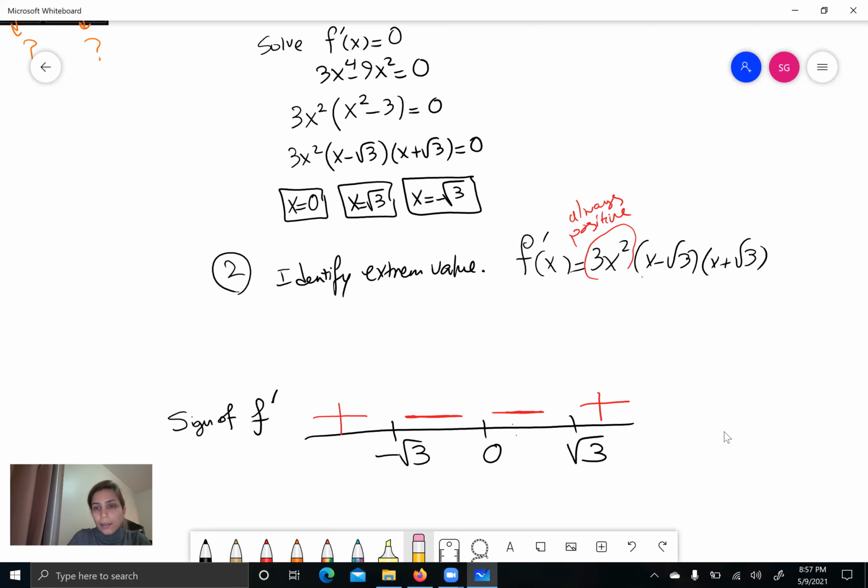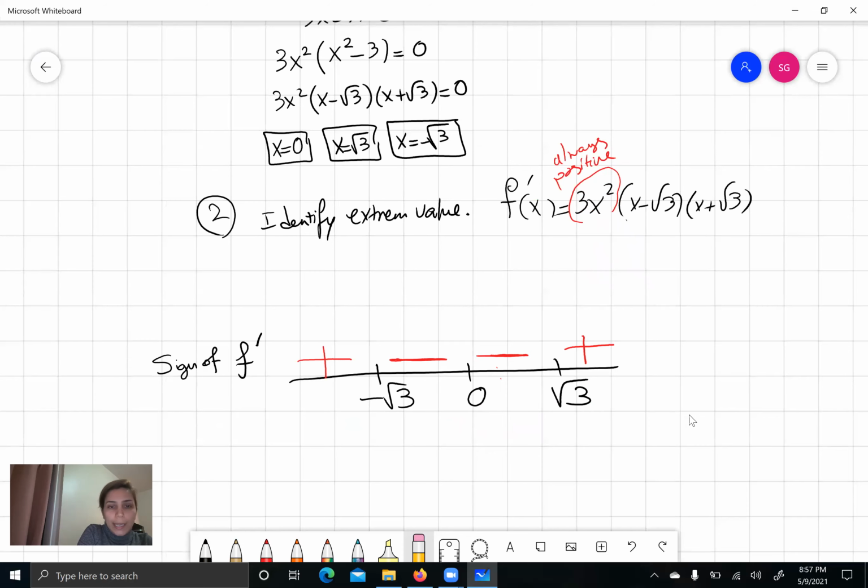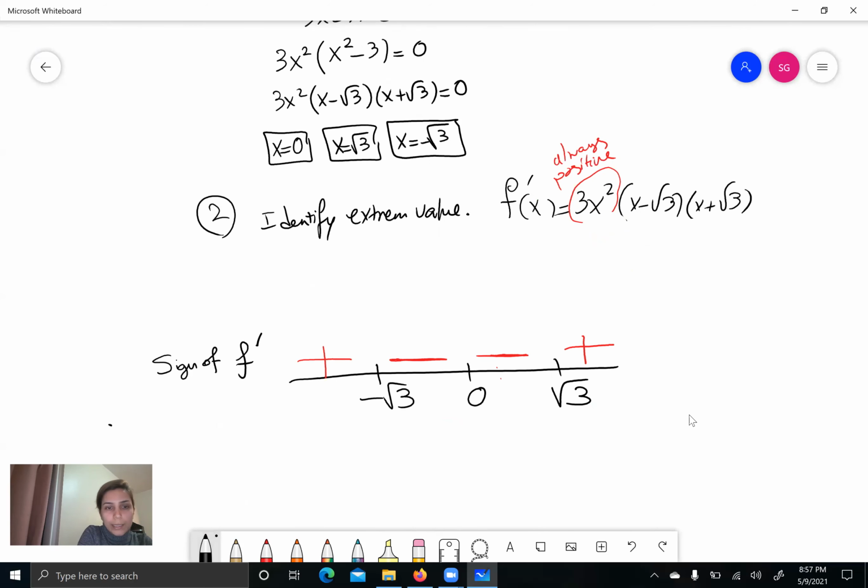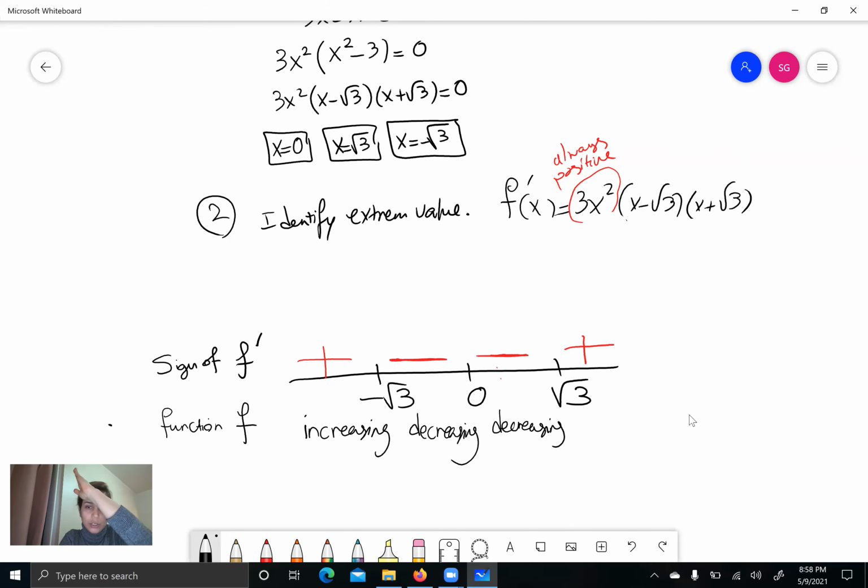Okay, so what does this tell us about function f? This says that the original function f, where f prime is positive, is increasing. Then it becomes decreasing, right? And then here again, it's decreasing because it's negative. And then the derivative becomes positive, so the slope of the tangent line is increasing. So this is going to be increasing. I also put the behavior of the original function over these intervals.